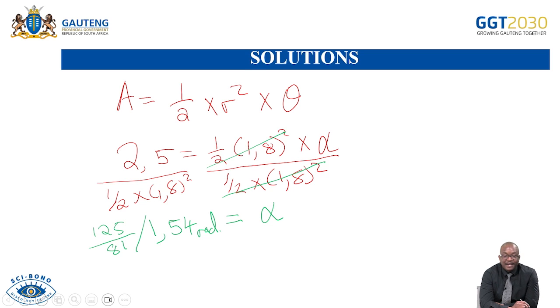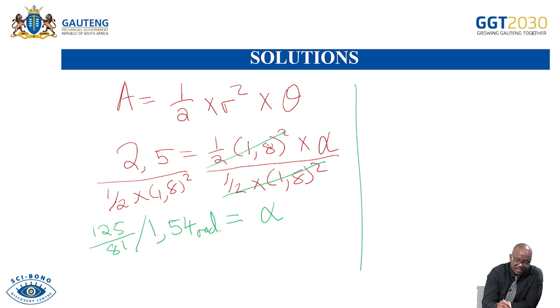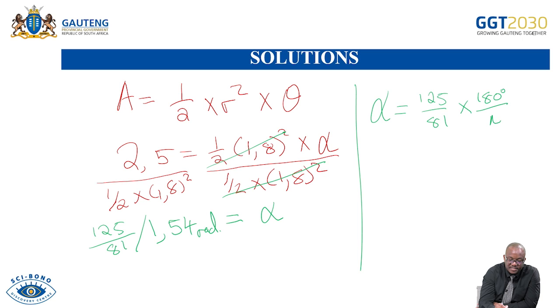And remember, an acute angle is an angle that is less than 90 degrees. So what will happen here? We are going to convert our alpha to degrees. Then we're going to have 125 all over 81. That's what we got there. Then when we want to convert it to degrees, we're going to multiply by 180 degrees divided by pi. That's where you convert from radians to degrees.